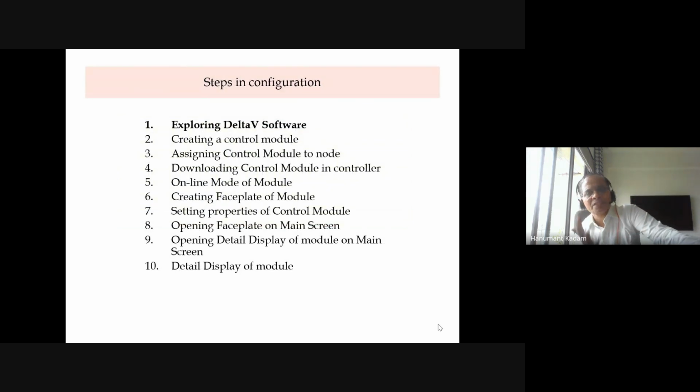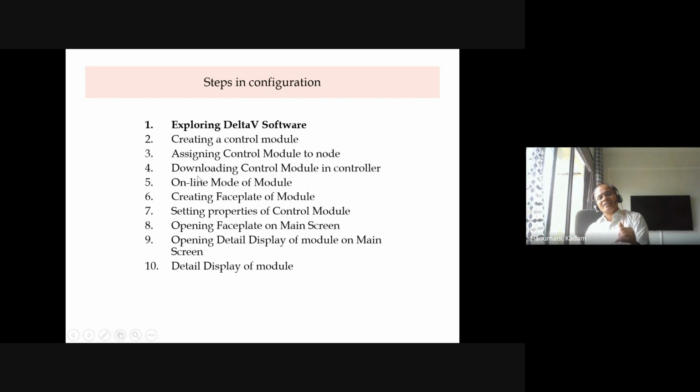So I am explaining the steps for a configuration. When you are in front of the workstation, first you have to explore the DeltaV software. The software will be installed, so you have a DeltaV software there with the name. So explore it. So the first step is exploration. Then creating a control module. Suppose you have to create a PID module. So creating is the second step.